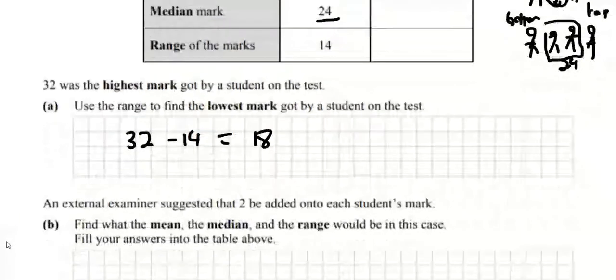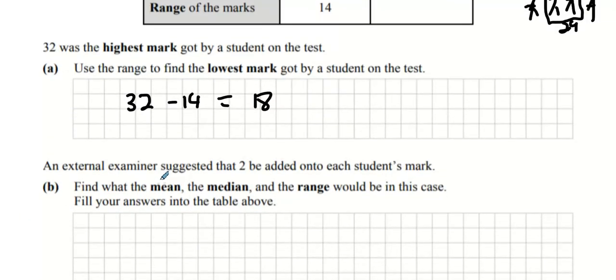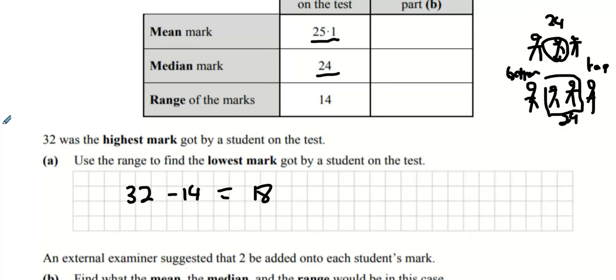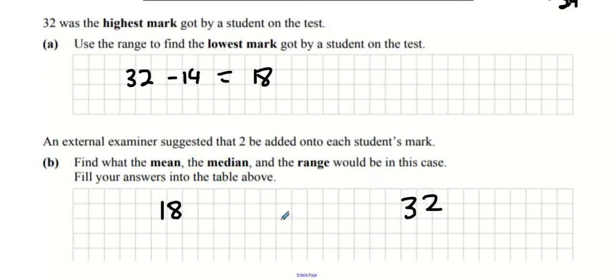Okay. Next question. An external examiner suggests that 2 be added onto each of the students' marks. What happens to the mean, the median, and the range in each of these cases? Well, let's set up a really small scenario here. Let's say 32 is your largest mark. We know 18 to be our smallest mark. And we need to rig this to give me the right average. The median has to be 24, so the middle person has to be 24. I'm going to make up 2 numbers here.